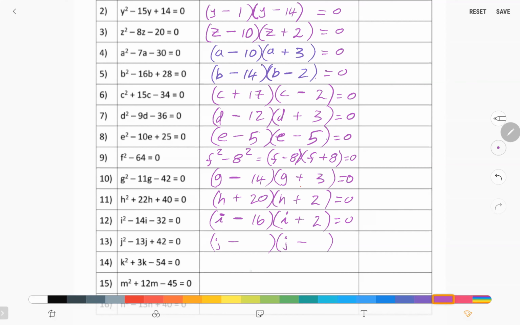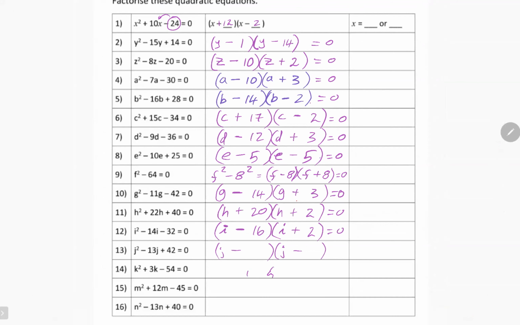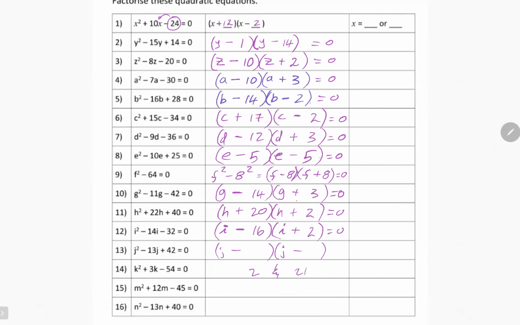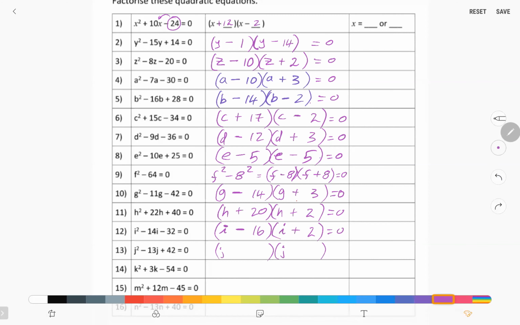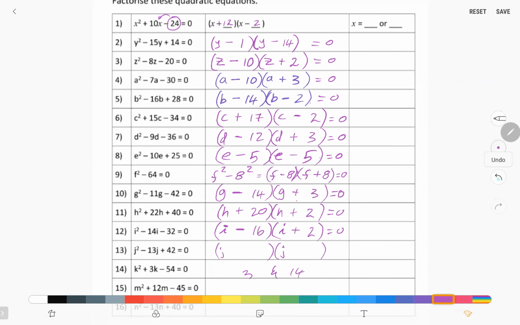So it's 221. Let's go down the list. Factors of 42 that add to 13. 1 and 42 don't add to 13. 2 and 21 don't add to 13. 3 and 14 are the next two factors of 42. They don't add to 13 either.